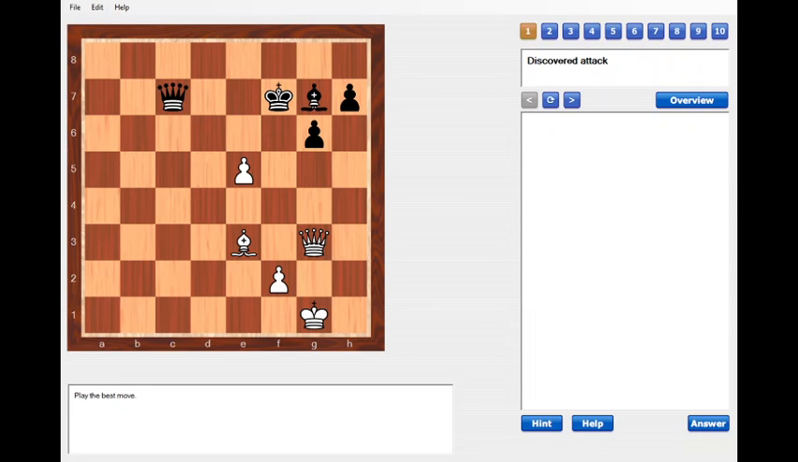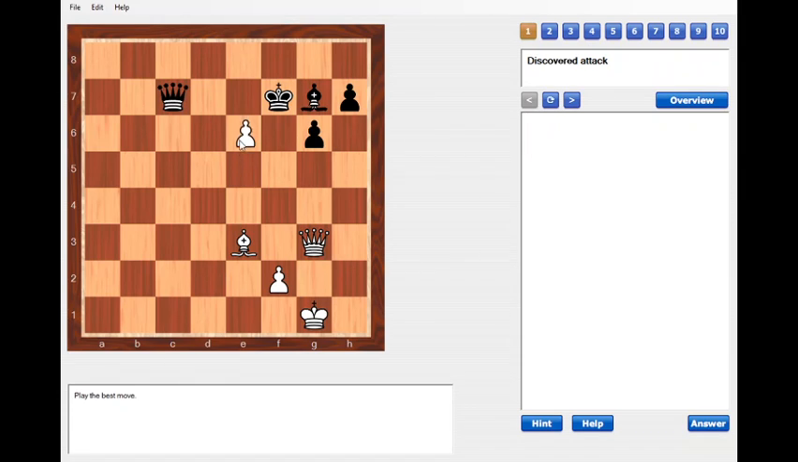Today we are going to learn about the topic called discovered attack. Discovered attack is a kind of automatic attack. Example, this white queen and the opponent queen are on the same diagonal. Here we are playing for white. So if we move this pawn somewhere, we can try to capture this opponent queen in the next move.